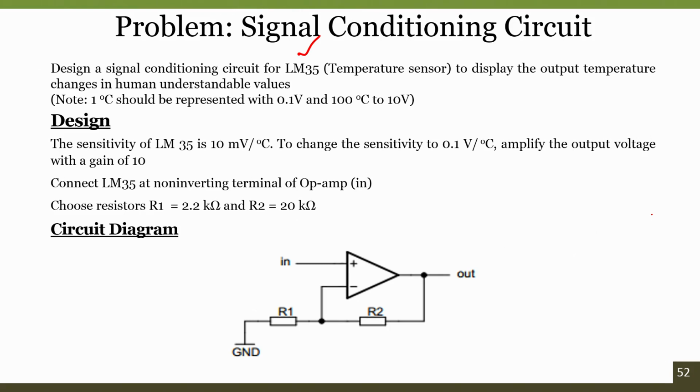the sensitivity of LM35, the temperature sensor which is easily available in the market, is 10 millivolt per degree centigrade. What does it mean? Every change of 1 degree centigrade changes the output voltage by 10 millivolt. If it doesn't have any offset, this will be the starting point. So 0 degree will be shown as 0 millivolt, whereas 1 degree centigrade will be shown as 10 millivolt. Any change in a degree will correspondingly change the output voltage.